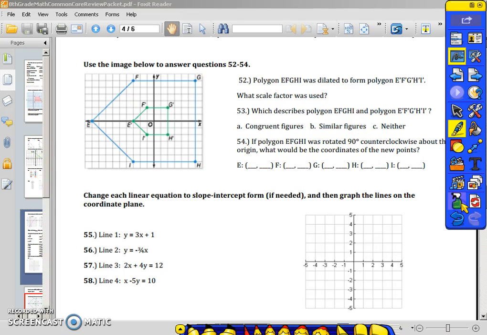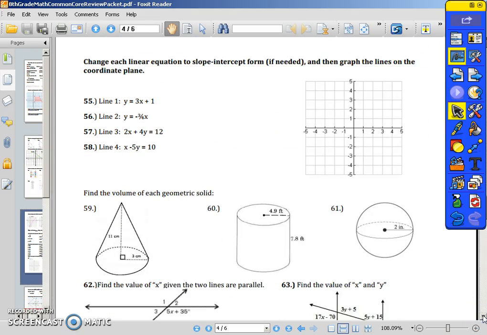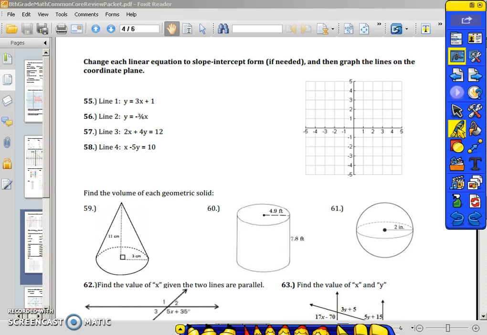Alright, at the bottom, the 55 through 58, change each linear equation to slope-intercept form if needed, and then graph the lines on the coordinate plane. So line 1, y equals 3x plus 1. It's in slope-intercept form, so we start at the y-axis at 1. Our slope is 3, so we go up 3, to the right 1, down 3, to the left 1, so that we can extend our graph all the way through.